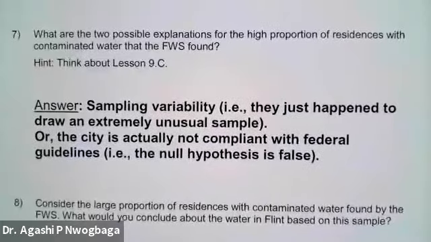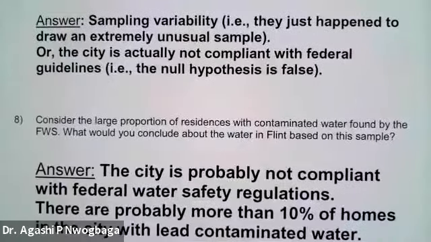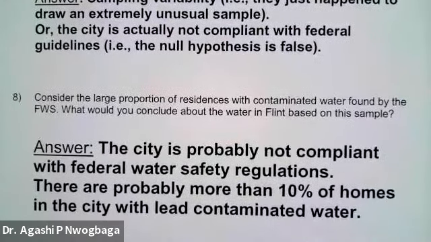Problem 8. Consider the large proportion of residences with contaminated water found by the FWS. What would you conclude about the water in Flint based on this sample? Well, the city is probably not compliant with federal water safety regulations. There are probably more than 10% of homes in the city with lead contaminated water. So we can say the city is probably not compliant with federal water safety regulations.